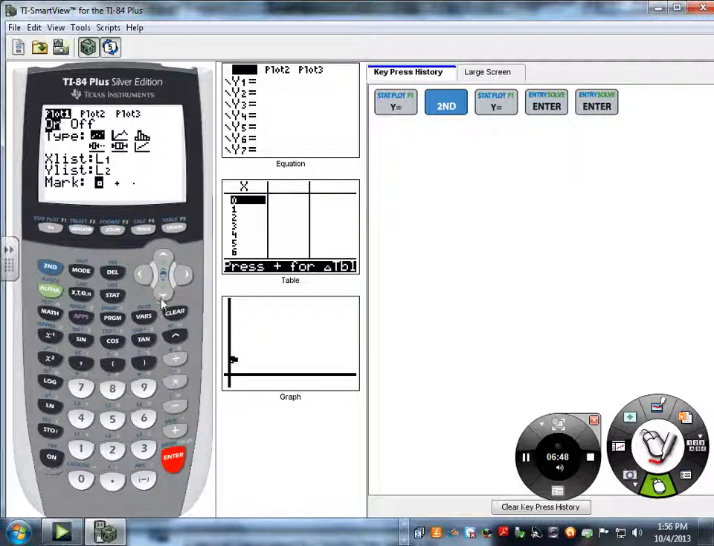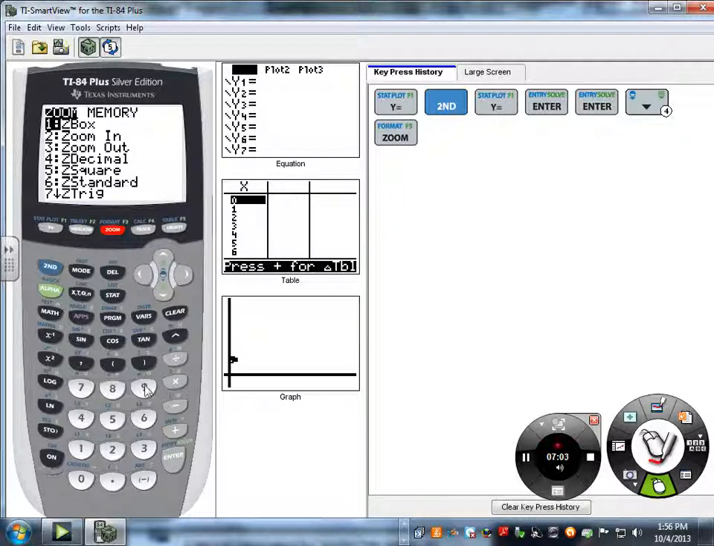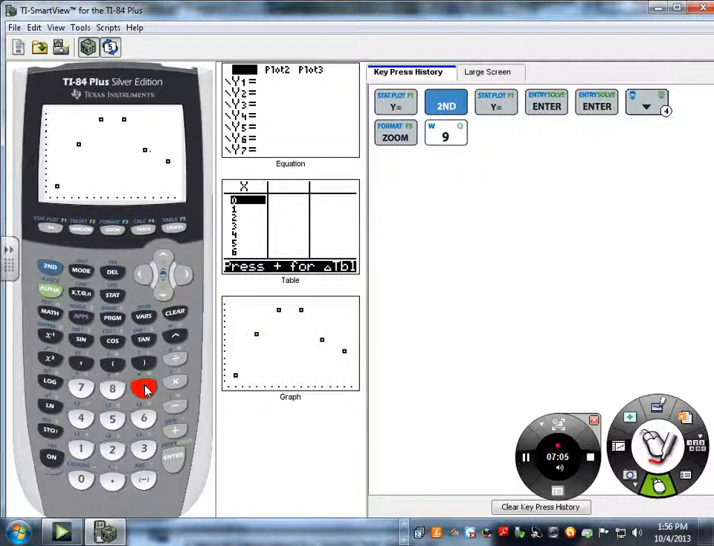Turn it on by pressing enter, and make sure you've chosen scatter plot, that you have the appropriate lists, which for me was L1 and L2, and however you want it marked on the graph. Now remember, the calculator will zoom to your data if you press zoom and you press choice 9, which is zoom stat. Okay. So there's the data that we can see based on the temperatures that they gave us.